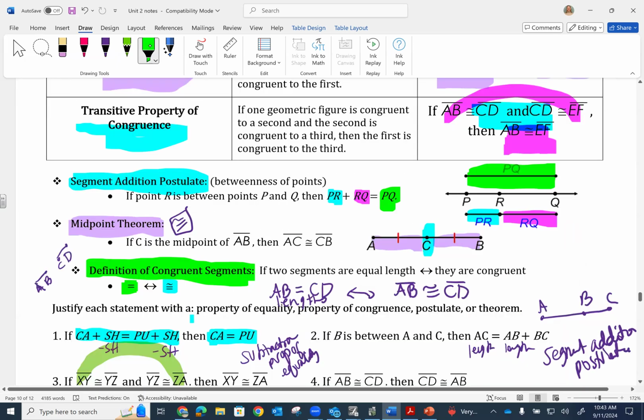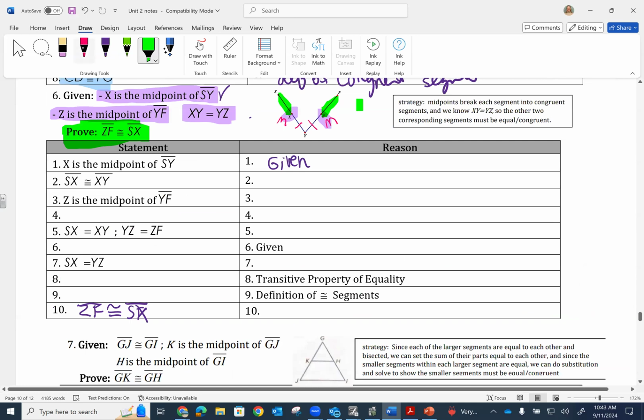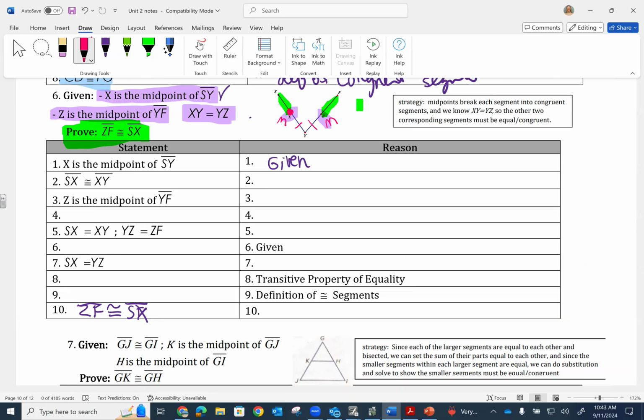So let's do that. Our second step is this. If X is the midpoint of that segment, then we know that the two parts here have to be congruent to each other. And so we're going to say SX and XY are congruent to each other. Why? The midpoint theorem. I have a midpoint, so I know the parts are congruent. Now we're starting to see that there's a lot of stuff that's congruent.